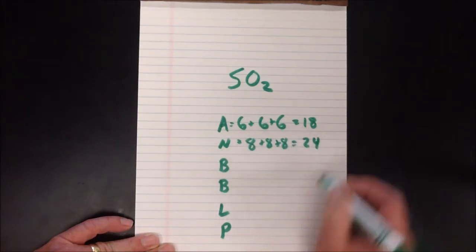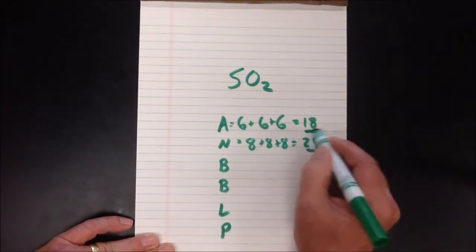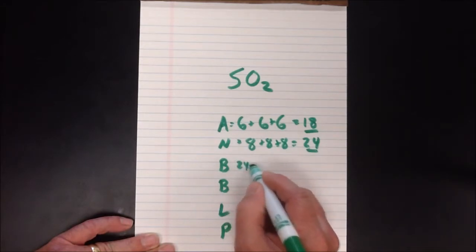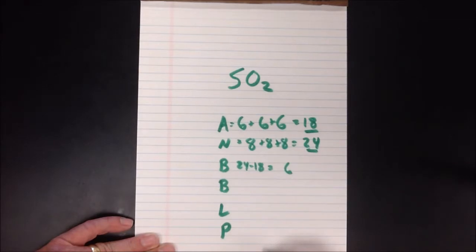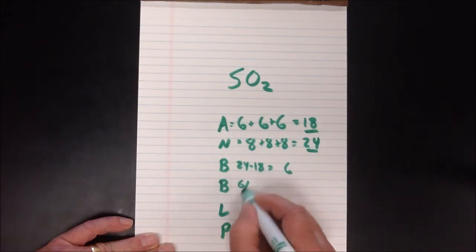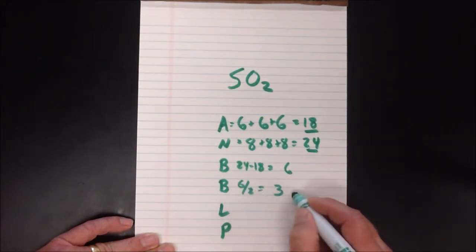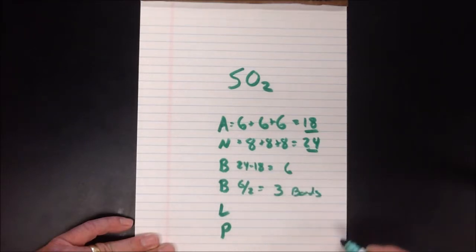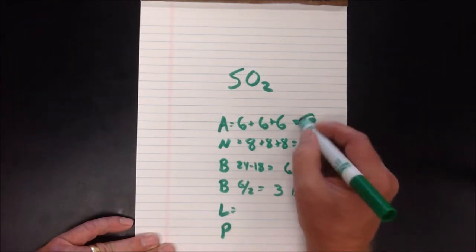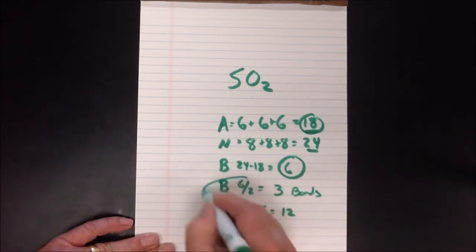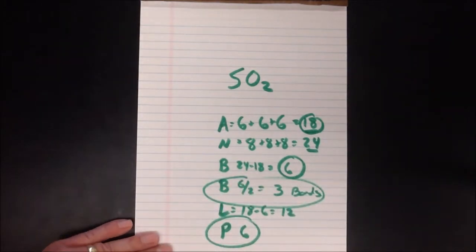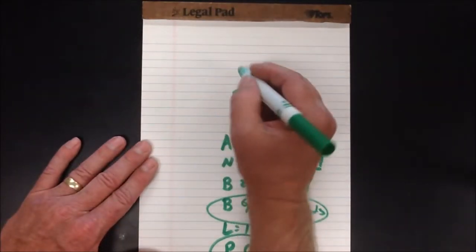Total 24. 24 needed, 18 present, so we subtract. 24 minus 18 means we need 6 bonding electrons. Takes 2 electrons to make a bond. 6 divided by 2 is 3 bonds. Leftovers, there were 18. 6 of them are in bonds. So 18 minus 6 is 12 leftovers, which would be 6 pairs of electrons. 3 bonds, 6 pairs of electrons in sulfur dioxide.